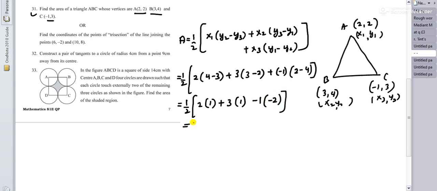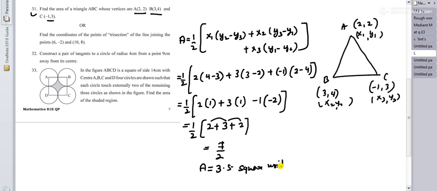Okay, so 1 by 2 into 2 ones are 2 plus 3 ones are 3, minus into minus plus 2 ones are 2. So this becomes 3 plus 2 is 5, and 5 plus 2 is 7. 7 by 2 is equal to 3.5. So the area of the triangle is this much, 3.5. But since it is area, you have to write square units. This is very important. It should be in square units. Okay, I hope it's clear.